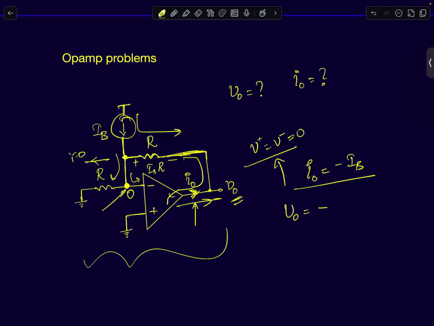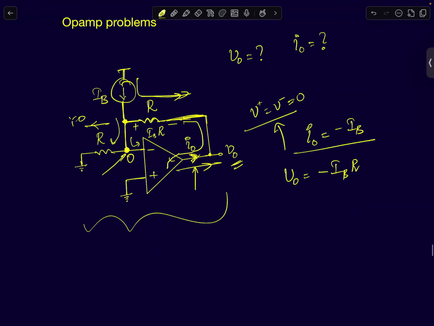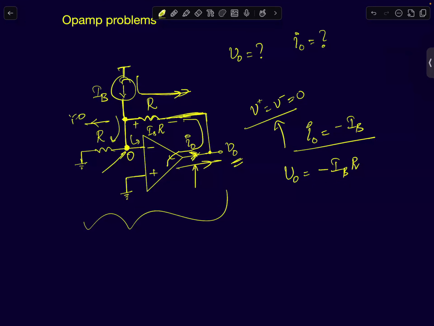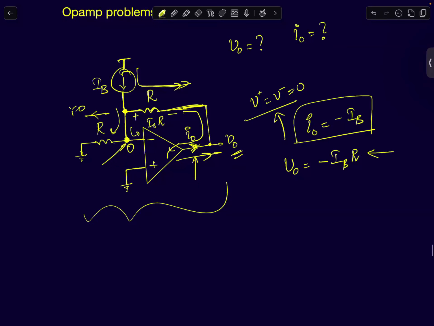IB times R, minus IB times R. That's right. Because your current is flowing in this direction, it's minus IB times R. So your V0 is minus IB times R. I0 here is just minus IB. Okay. If you have any questions, you can just ask me on this one. I'll move on to the next problem if you don't have anything.